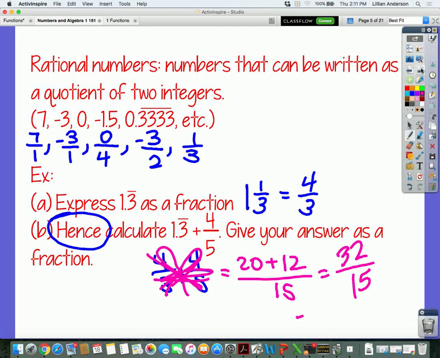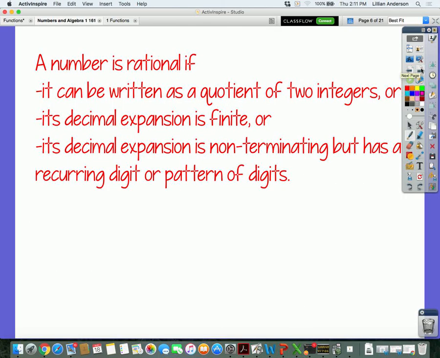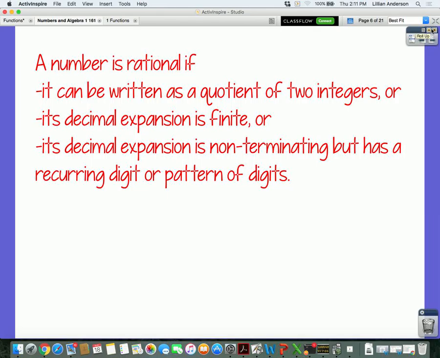Alright? So, a number is rational if it can be written as a quotient of two integers. It's kind of like a summary of what I just said. It can be written as the quotient of two integers. And what's another word for quotient? Fraction. Dividing. Its decimal expansion is finite. Anybody know what finite means? It's not infinite, which means it will end.